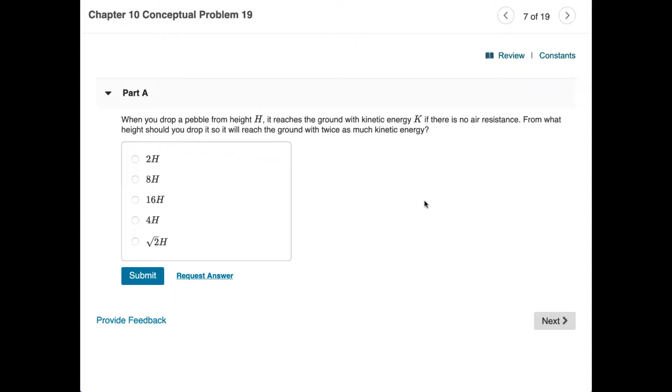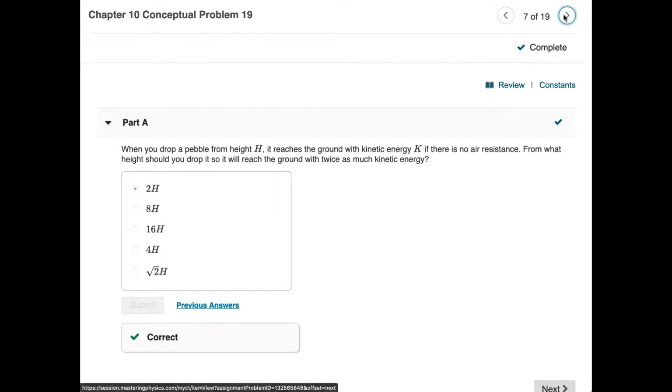But if I write the law of conservation of energy for this situation, the gravitational potential energy, mgh, that it has at the top is equal to the kinetic energy that it has at the end. So if I drop it with twice the gravitational potential energy, it's going to have twice the kinetic energy at the end. So the answer is I have to drop it from twice as high. If I drop it from twice as high, then it starts with twice the gravitational potential energy, and therefore will have twice the kinetic energy when it reaches the bottom.